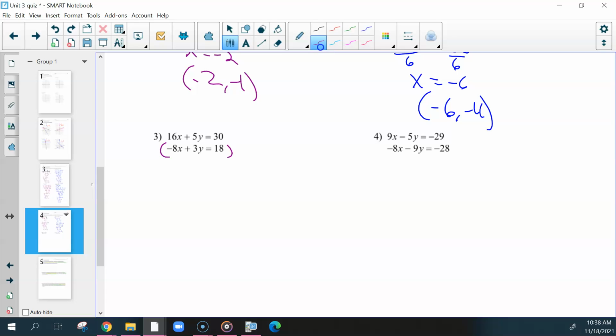I'm going to multiply this by 2 to get 16x plus 6y equals 36. The 16s are both positive, so we can subtract. This would give us 0. 5 minus 6 would give us negative y. 30 minus 36 would give us negative 6. Divide both sides by negative 1, and y would be 6.